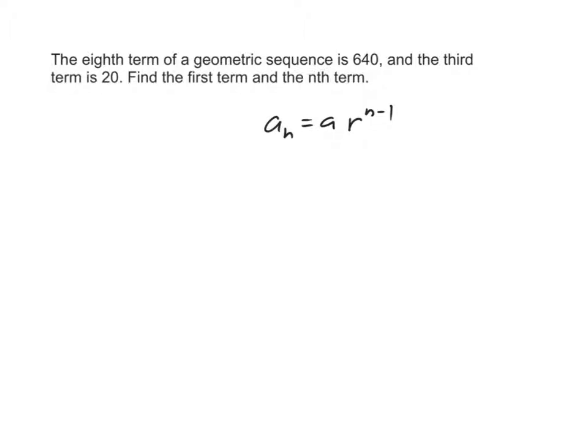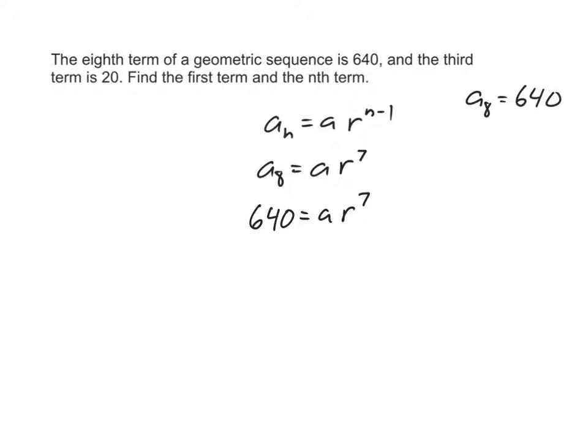So that means that a sub 8 equals 640. Or in other words, a sub 8 equals a r to the 8 minus 1, which is going to be 7. So since a sub 8 is 640, I can rewrite this as 640 equals a multiplied by r to the 7.